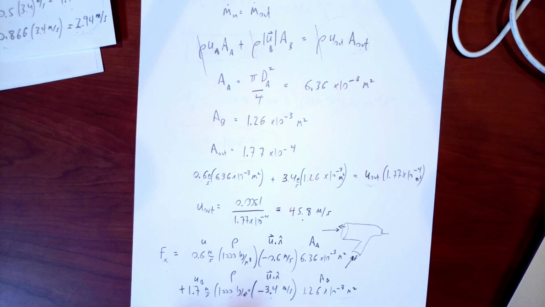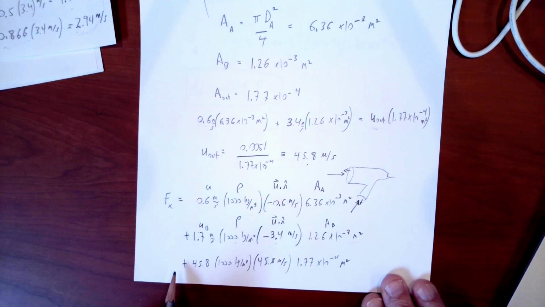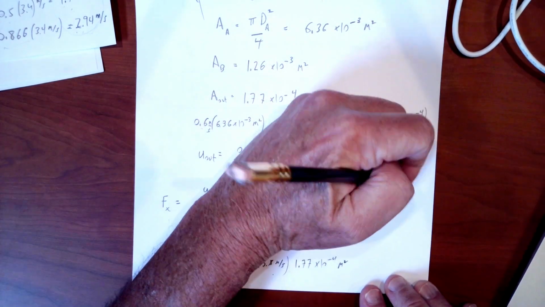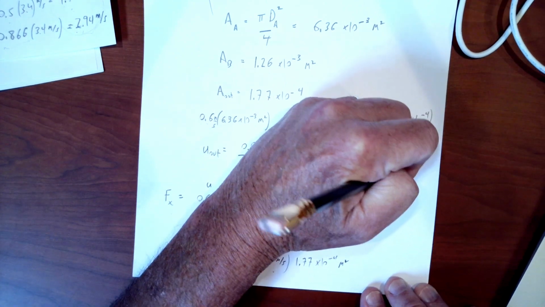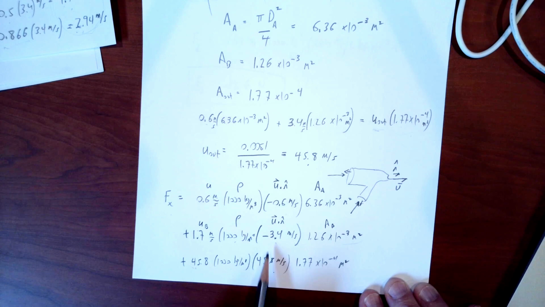Finally, I have the outlet. At the outlet, I've got the 45.8, still the same density. 45.8 again, this is u dot n. Now they're aligned because the u and the n are both pointed in the same direction. So they're pointed the same way, so that's a positive number, not negative like these inlets. Outlet is positive, and then the much smaller area.